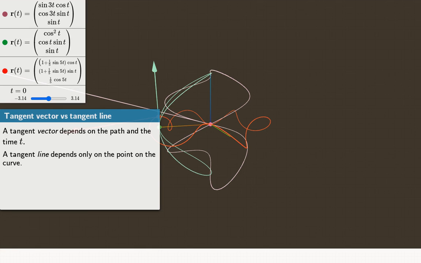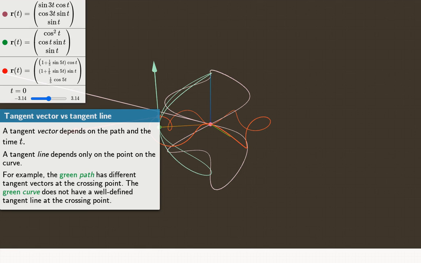So, for instance, the green curve has this crossing point at t equals 0 and pi and negative pi. So the tangent vector there depends on which way you're approaching it from, so the value of t. And since there's two possible directions here, we'll say that the tangent line to the green curve is undefined at this crossing point. So we'll want to try to avoid curves like this.